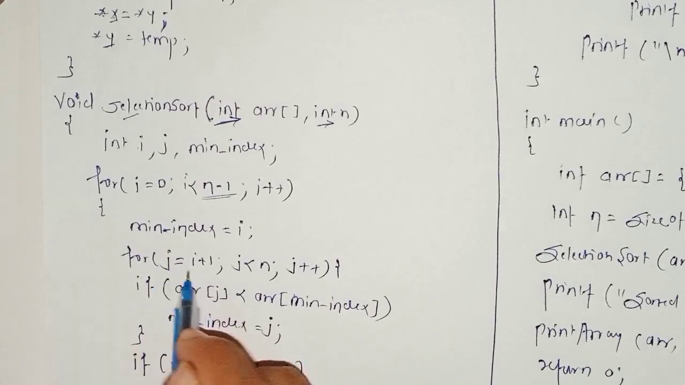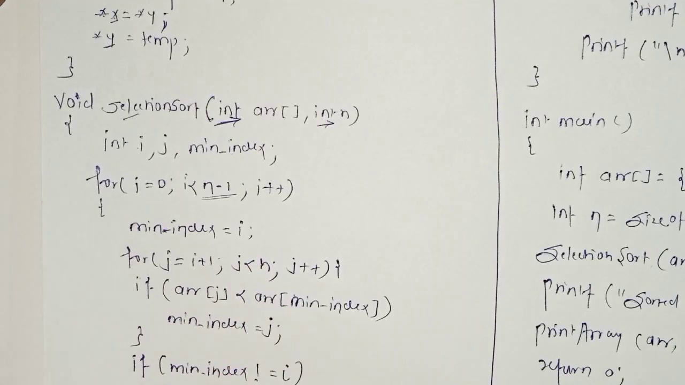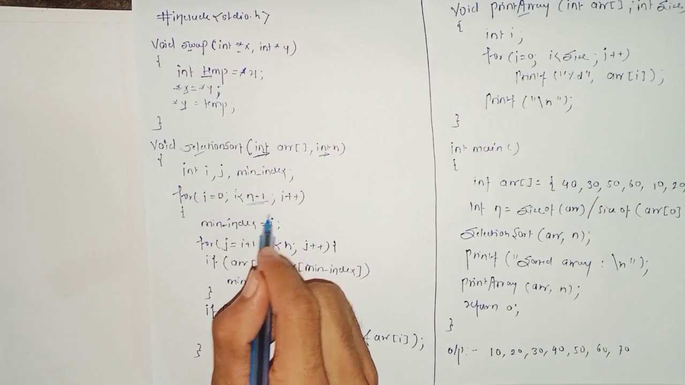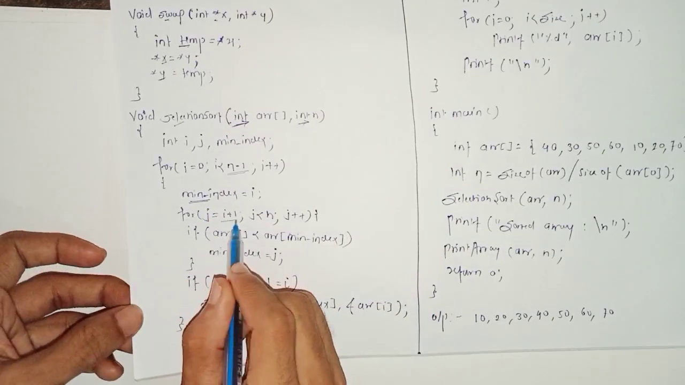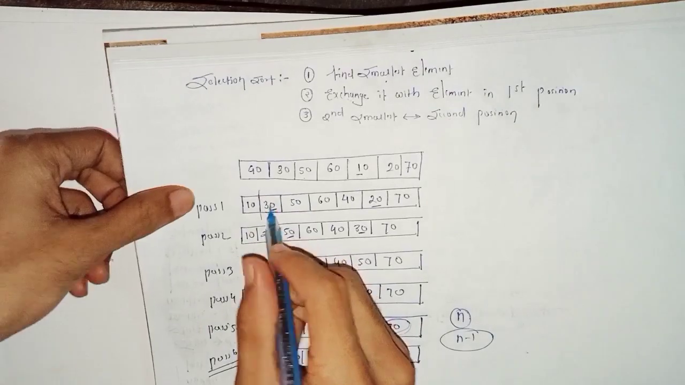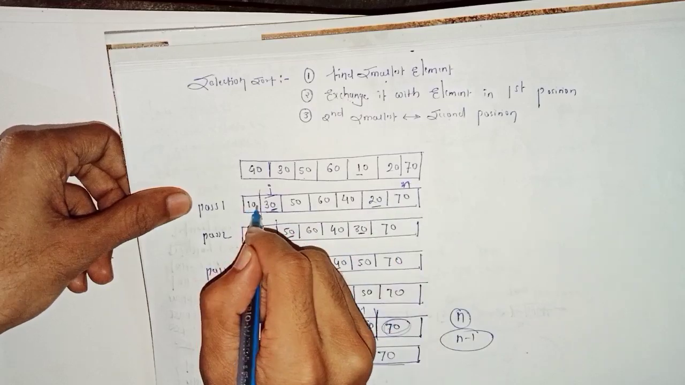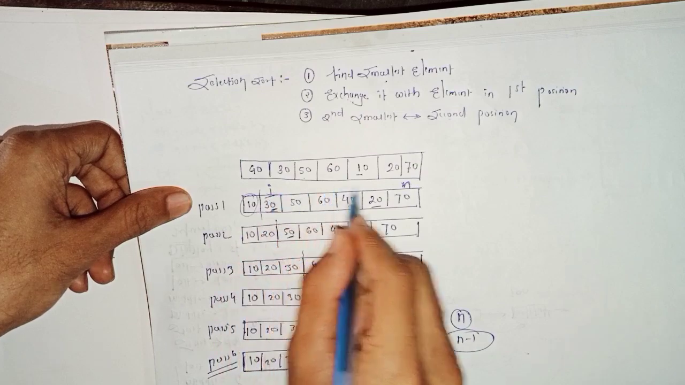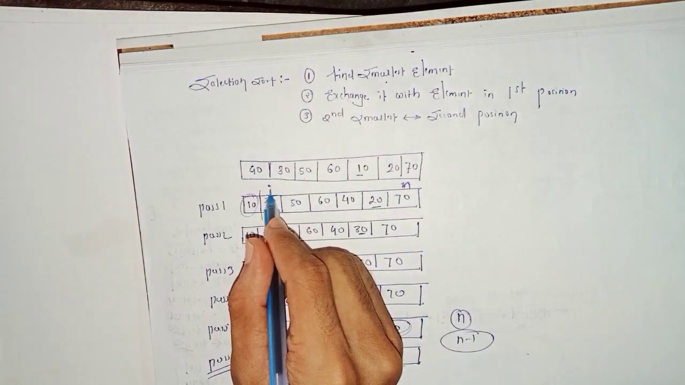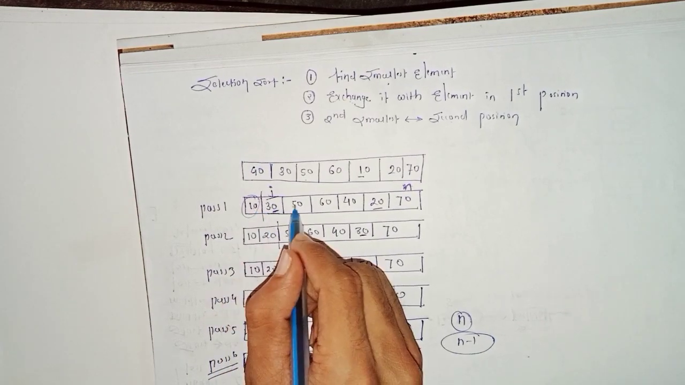Which variable? j goes from i plus 1 up to n. The value of i is assigned to the minimum index, and the j variable goes from i plus 1 to n. That means our j variable goes from this point up till n. So what exactly is happening? This position will be compared to the entire array. That means 30 will be compared with 10, whether 30 is less than 10 or not.